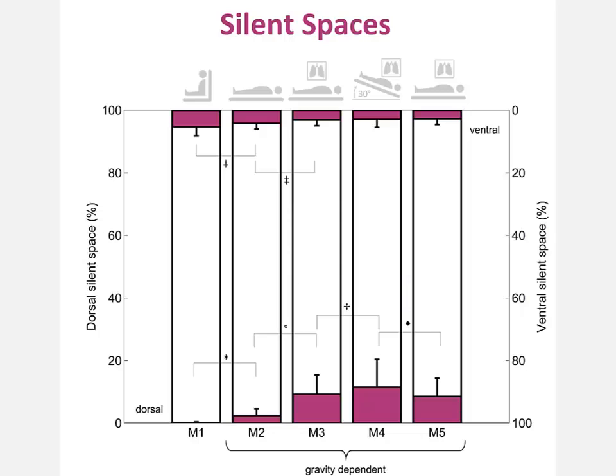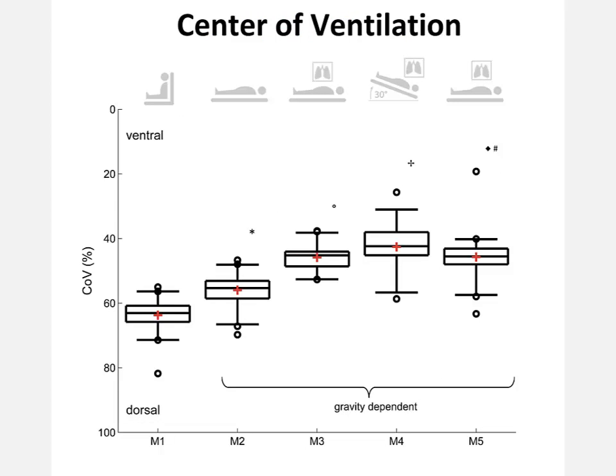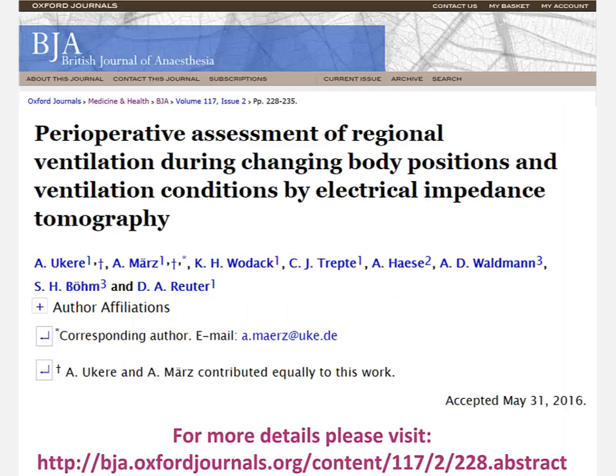These same EIT sequences were recorded in 40 patients. The silent spaces increased when switching from spontaneous breathing to controlled mechanical ventilation. The highest amount of silent spaces was found in the Trendelenburg position. Not only the silent spaces increased during the operation, but also the center of ventilation shifted towards the ventral lung area. These novel insights into the perioperative regional lung function were published in the British Journal of Anesthesia. Please download the publication for detailed information.